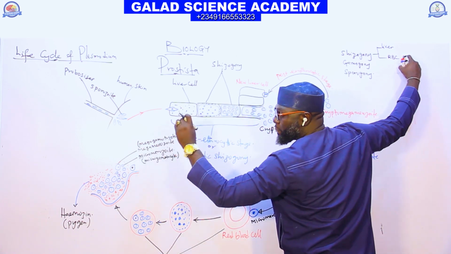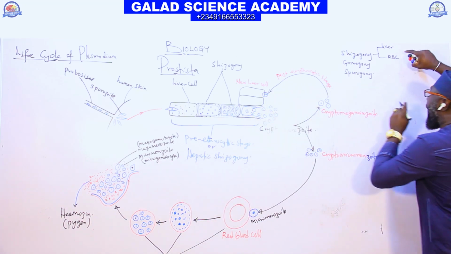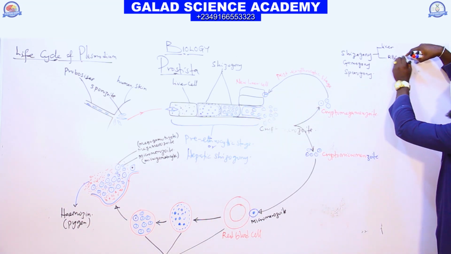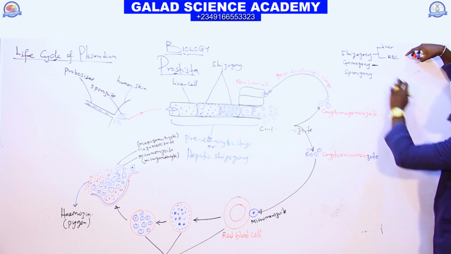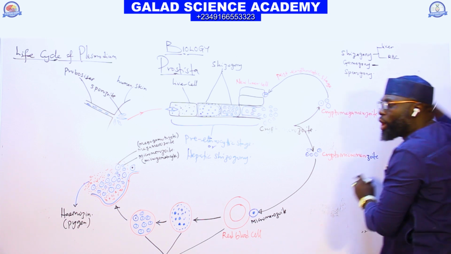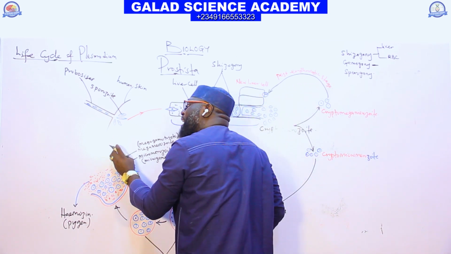Megagametocytes and microgametocytes. So as its product, when it releases it, it will serve as the beginning of gamogony. So these two gametocytes are inside the blood.